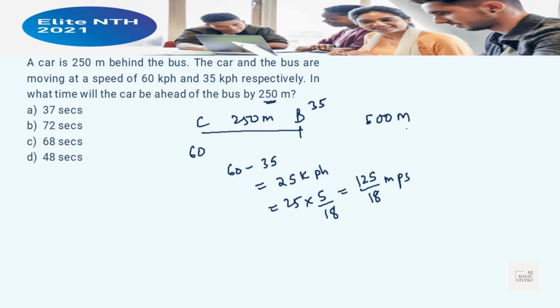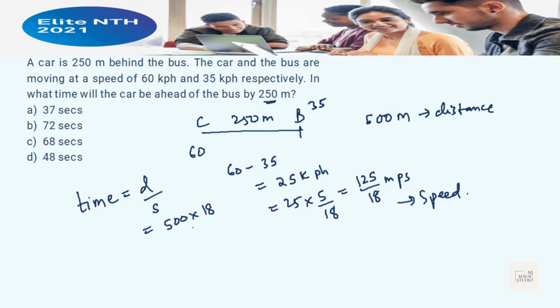So the car will take, this is the distance which the car needs to cover, the relative distance, and this is the relative speed. So what would be the relative time? The formula for time is distance by speed. So it would be 500 into 18 by 125. 18 into 4 is 72 seconds. Option B.